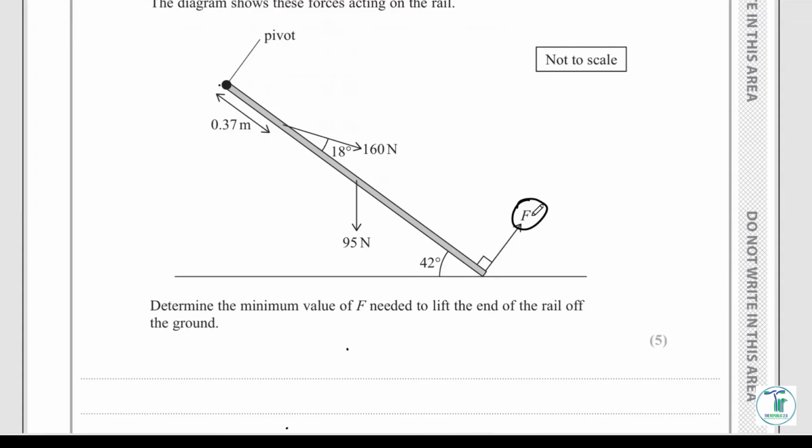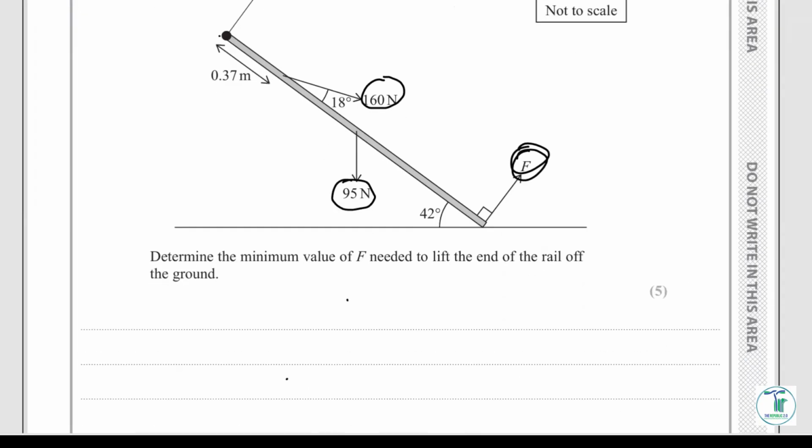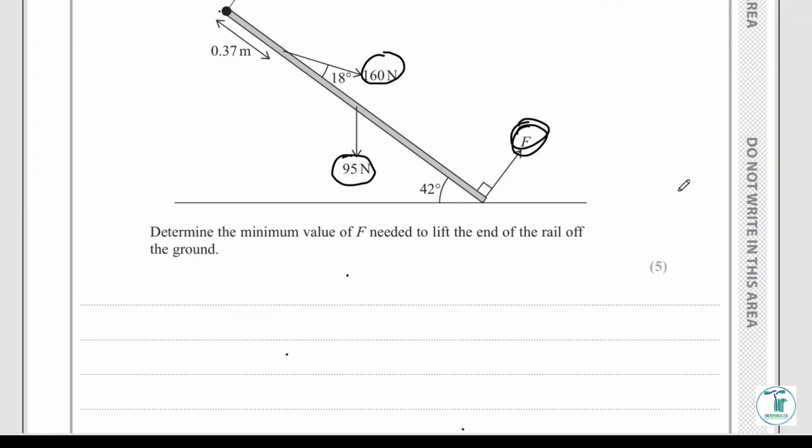So if you need this force, we certainly need to apply the principle of moment. And whenever you're doing a question regarding the principle of moment, you need to identify the number of forces acting on that whole thing. So you've got this 160 Newton, you've got this 95 Newton as the weight, and you've got this force. So we have got three forces. First of all, we're going to calculate the moment due to these three forces.